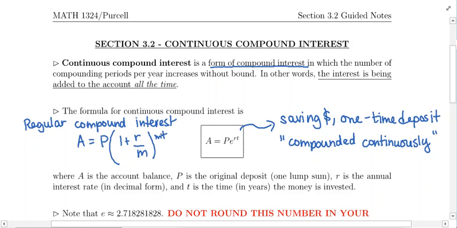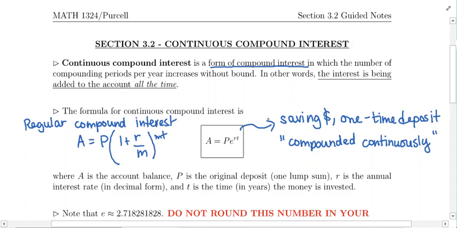A is the account balance. P is the amount of the original deposit, which is that one lump sum. r is the interest rate as a decimal. t is the time in years. Regular compound interest will have the m value, which is the number of compoundings per year. Continuous compound interest does not have that m value because the interest is being compounded all the time.